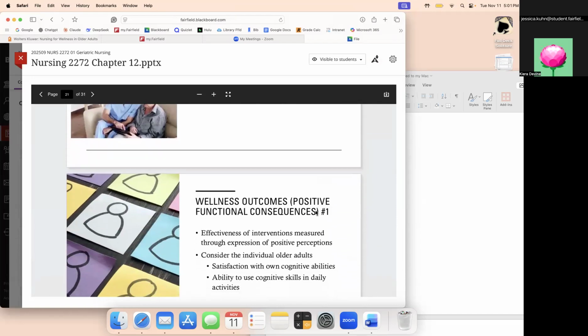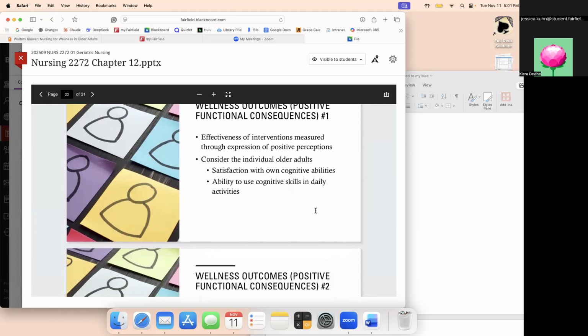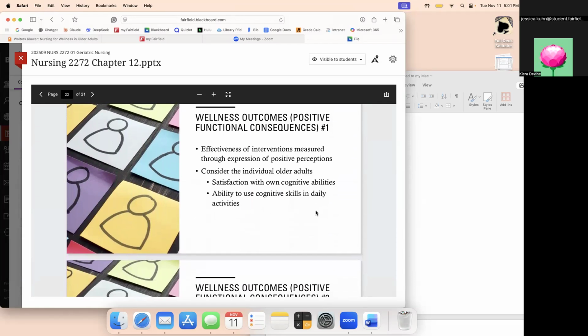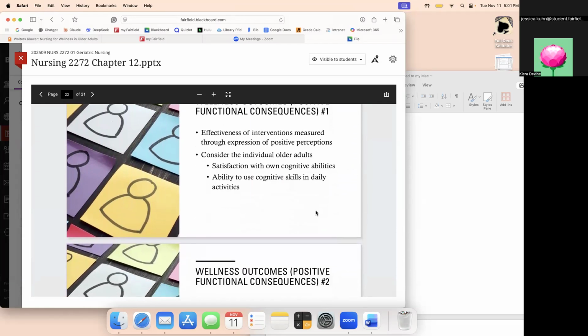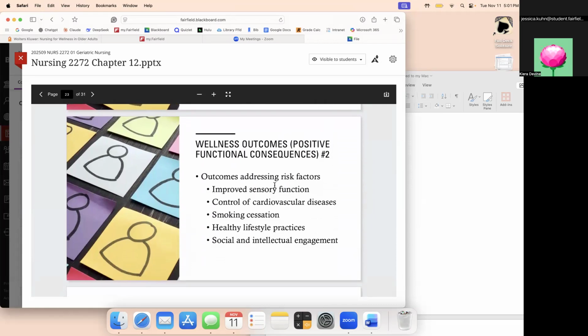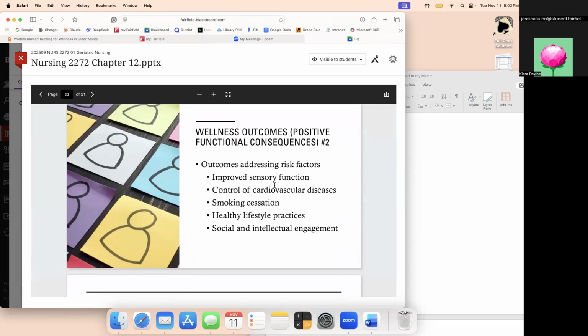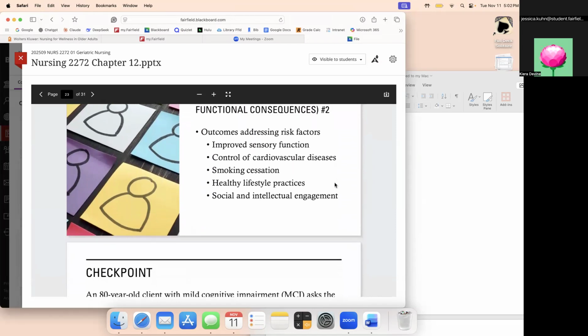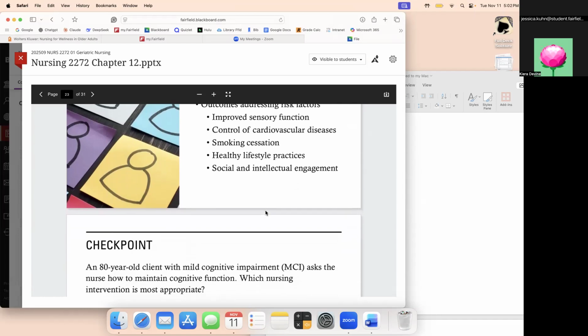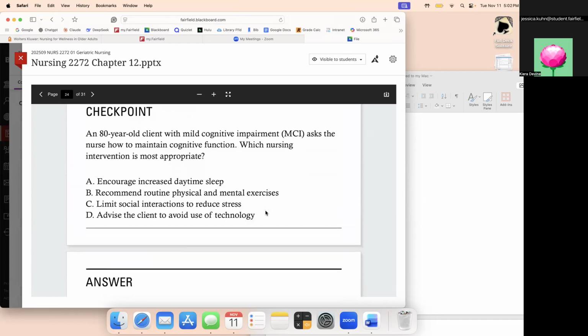Mentally stimulating activities we talked about. For the effectiveness of the interventions, we're going to measure their satisfaction with their own cognitive abilities, and their ability to use cognitive skills in their daily activities. Outcomes addressing the risk factors: we want to improve their sensory function, control cardiovascular disease, smoking cessation, healthy lifestyle practices, etc.